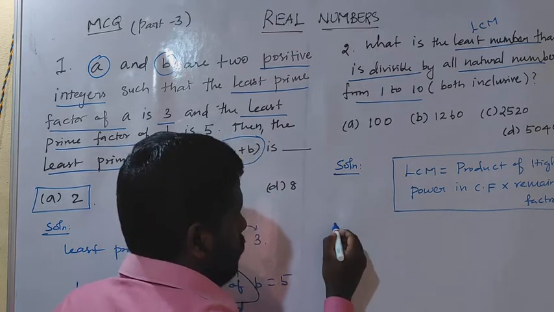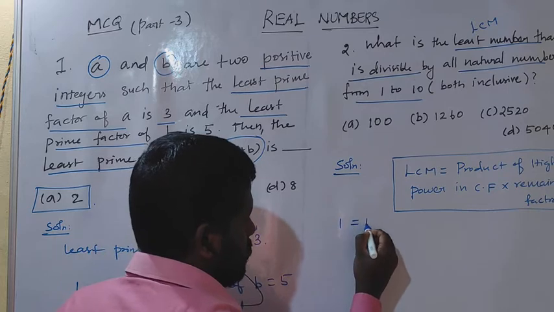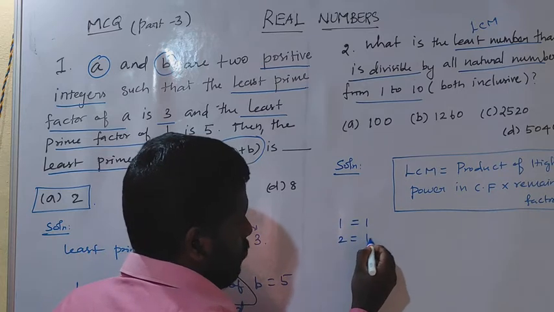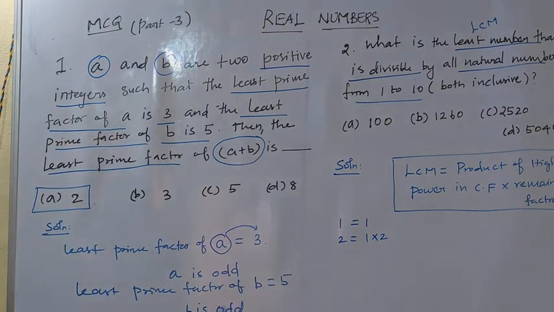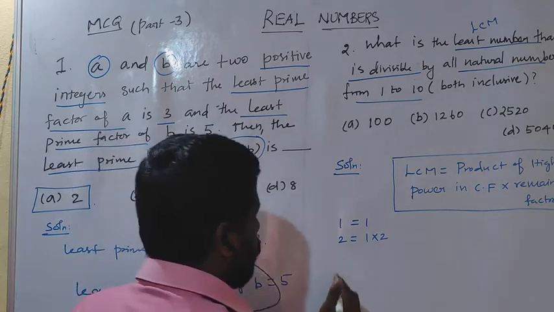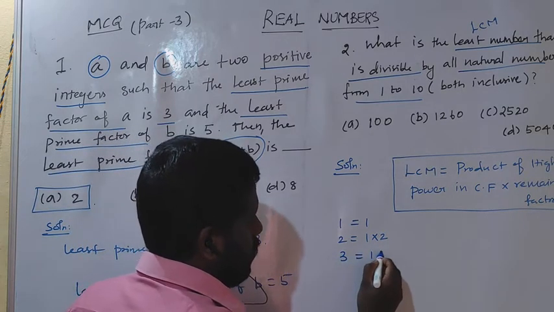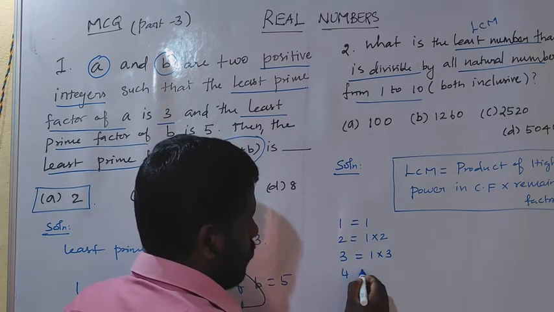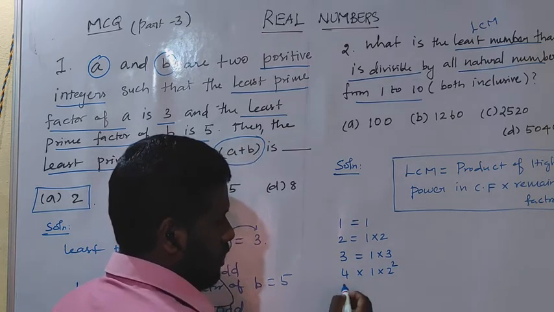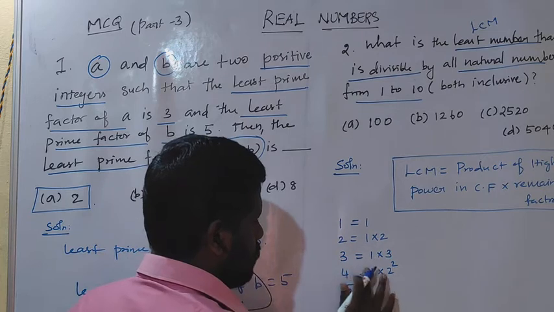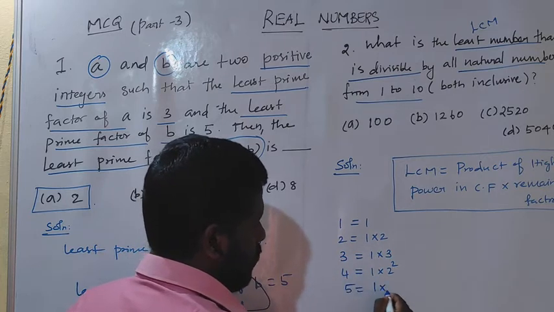Right. Then okay. So 1 prime factor is 1. Next to 2, I can write 1 into 2. You know that 1 is neither prime nor composite. Please understand, 1 is neither prime nor composite, but you can write it, not a problem. 3, you can write 1 into 3. 4, you can write as 1 into 2 power 2. 5, you can write as 1 into 5.